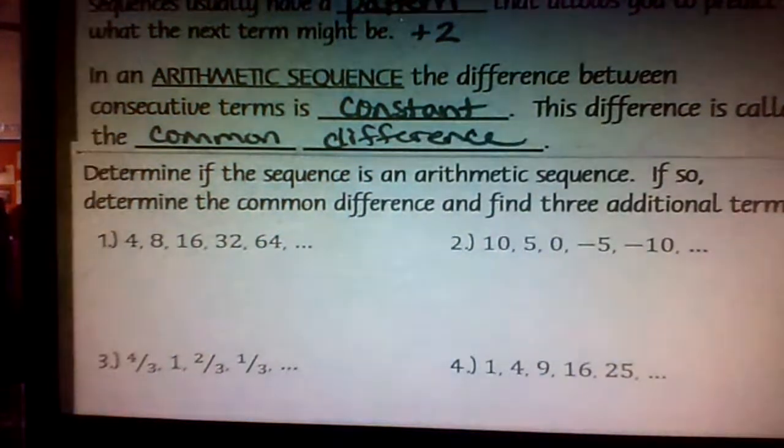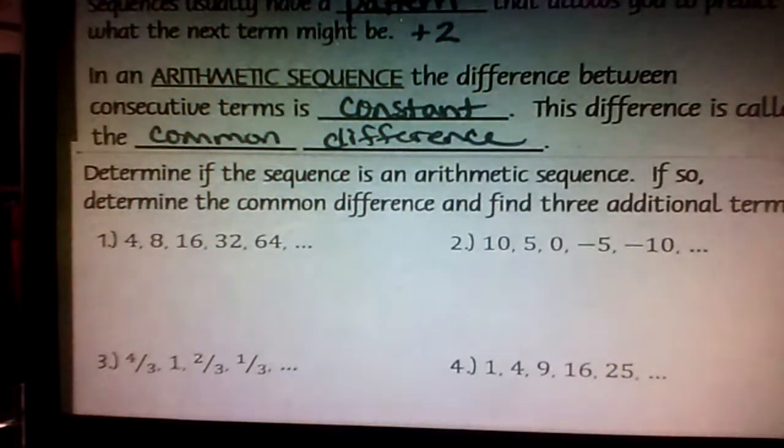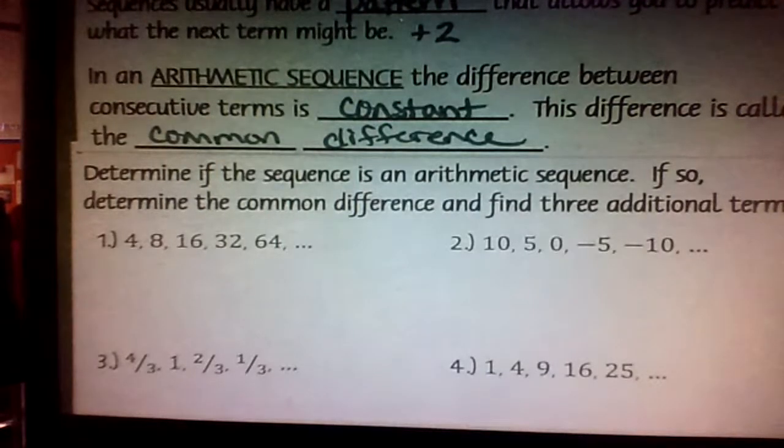So that number that we use to add or subtract is going to be called a common difference. And they're going to label this as D.